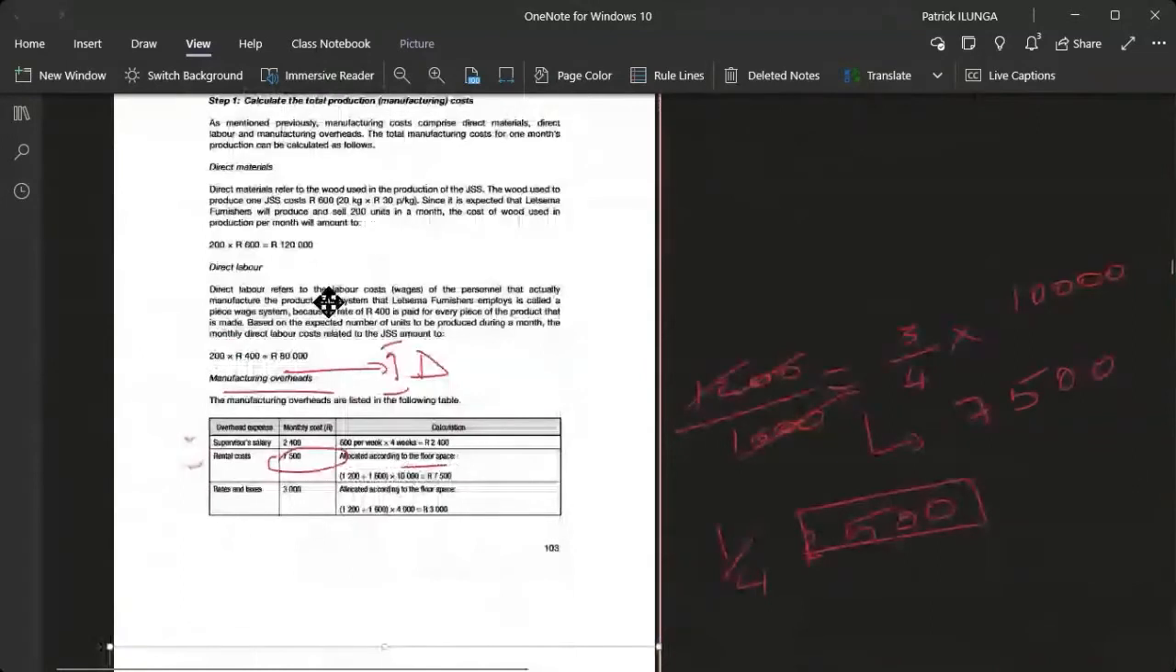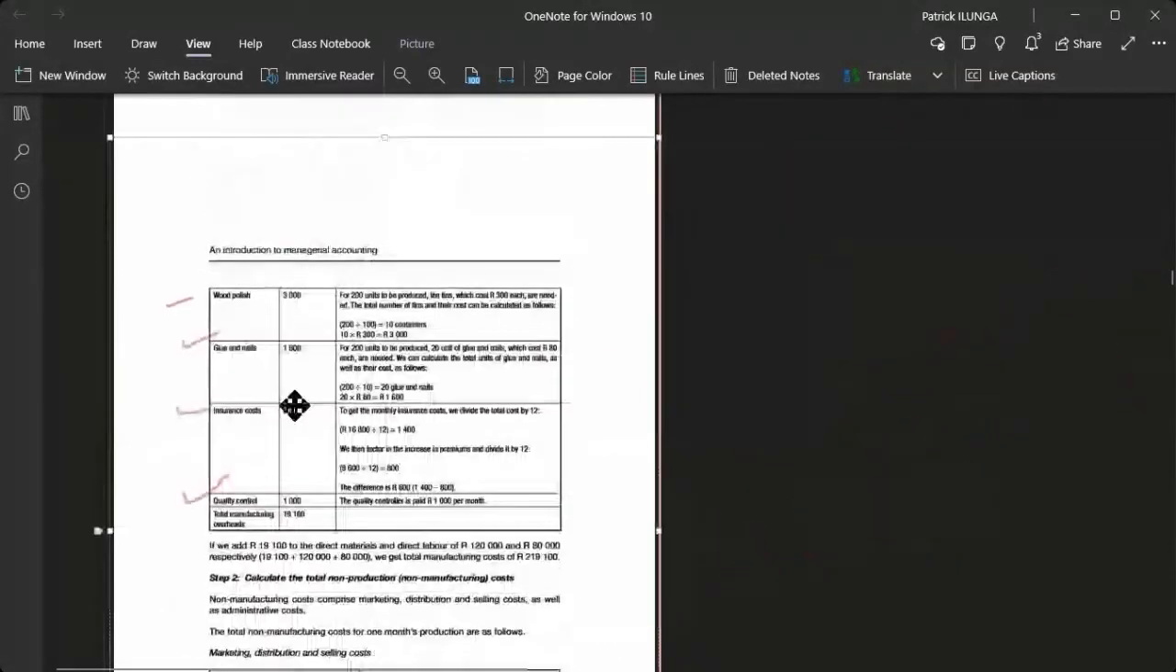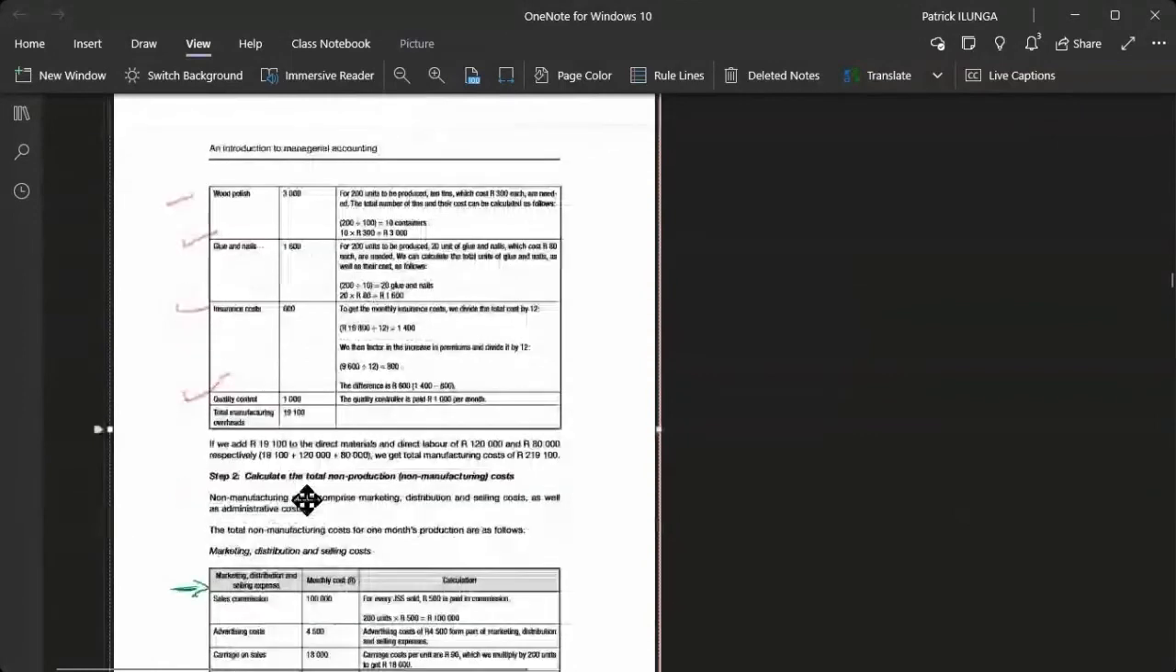And please, you need to be able to do it by yourself. Get the three musketeers. Who are the three musketeers? There you have direct material, direct labor, manufacturing overhead. So you need to be able to calculate this, and then you add the total. So you have the total manufacturing overhead plus the direct labor and direct material, then you get the total manufacturing cost.